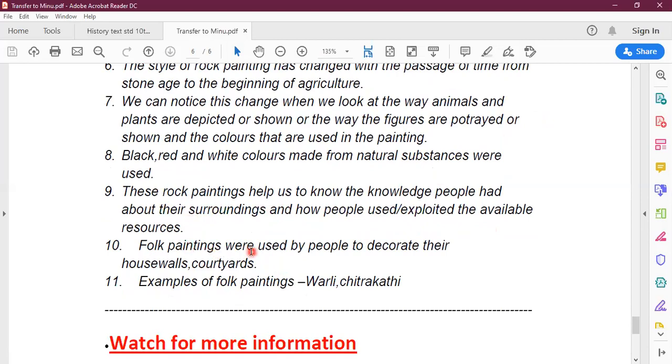Folk paintings were also used by people to decorate their house walls, courtyards, etc. For example, Varli painting. Examples of folk paintings, you have Varli painting and Chitrakati.